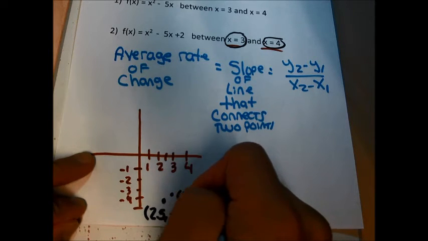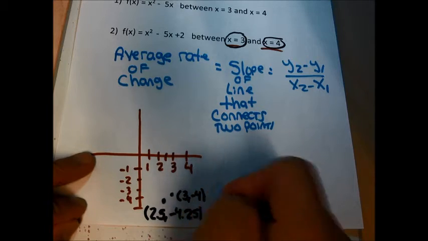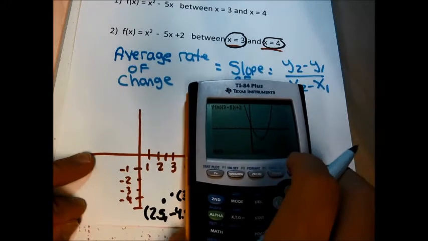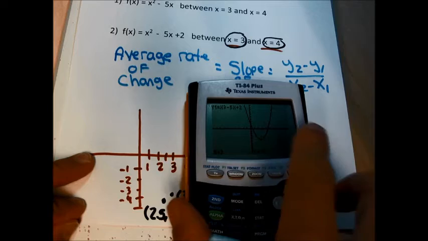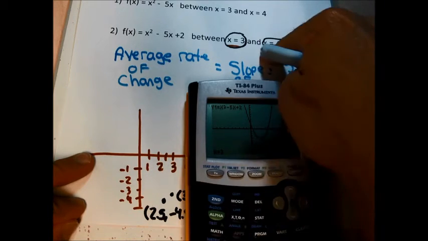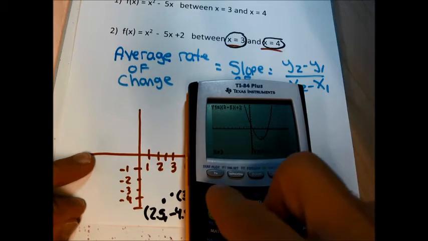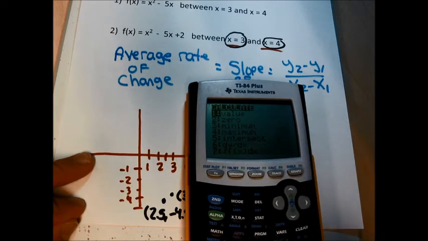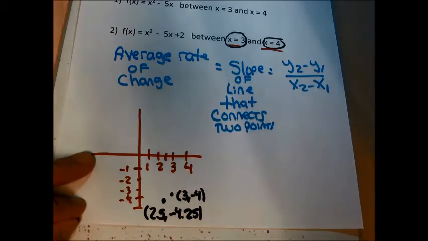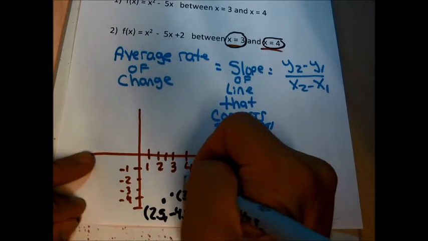This point's the point 3, -4. And then the last point that I'm going to draw on my graph nicely is at x equal to 4. So I'm going to go second, calc, hit enter on value, type in 4, and hit equals. And all my calculator is doing is plugging 4 in for the function and figuring out what the y you get. Now I get y equal to -2. So that's 4, -2.